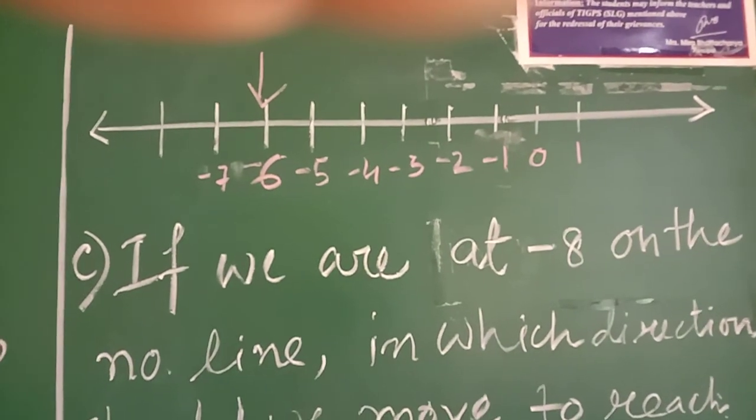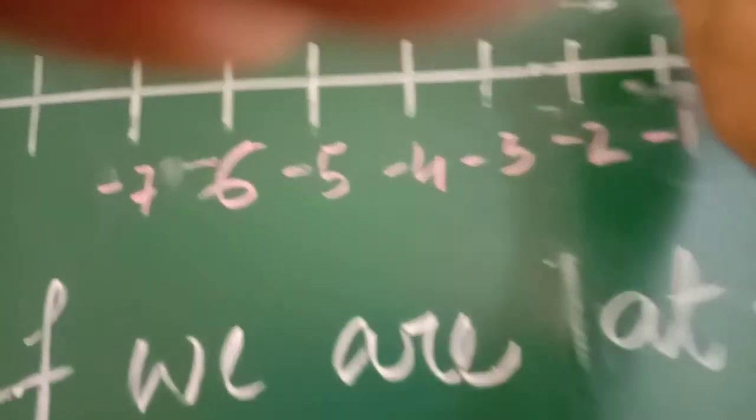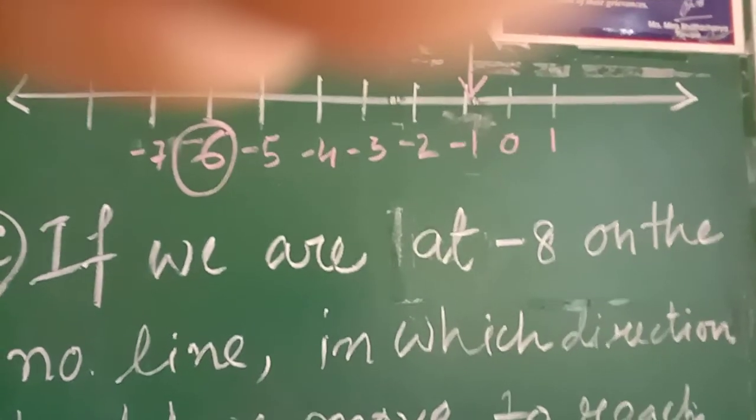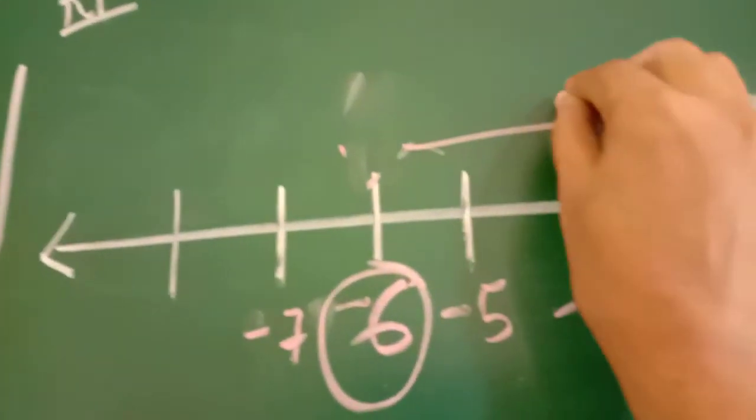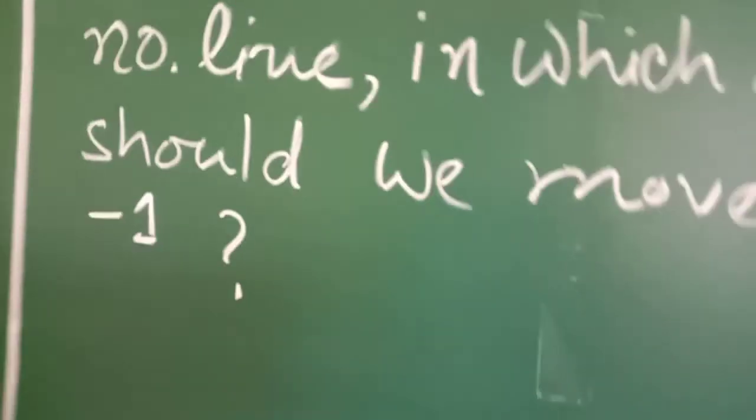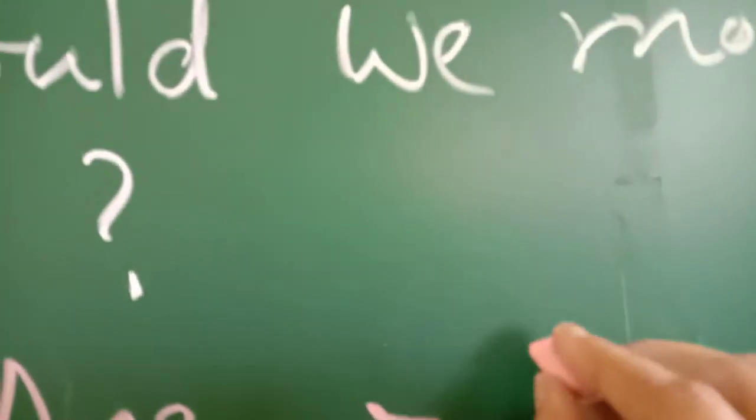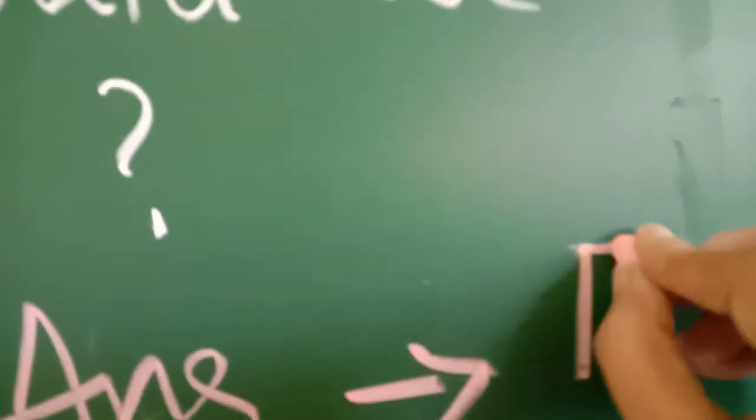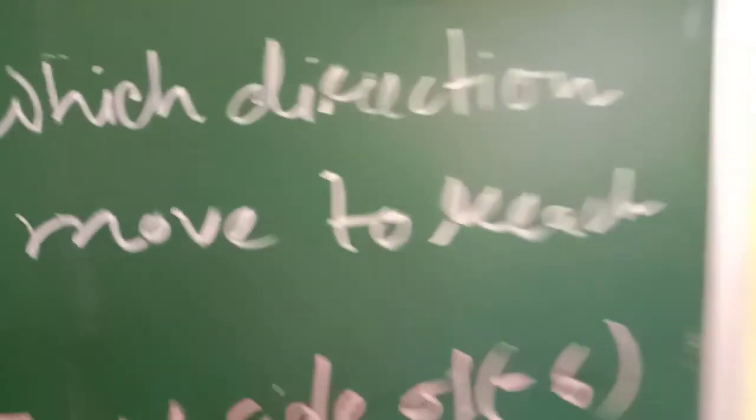You are at minus 6 on the number line. Then to reach minus 1, which direction do you have to move? You have to move in the right direction, right side. So the answer will be, you have to move on the right side of minus 6.